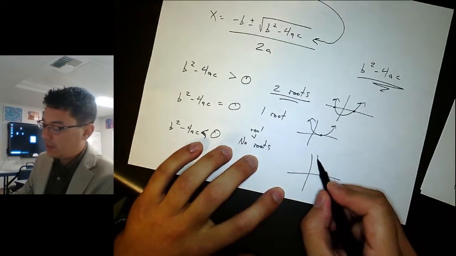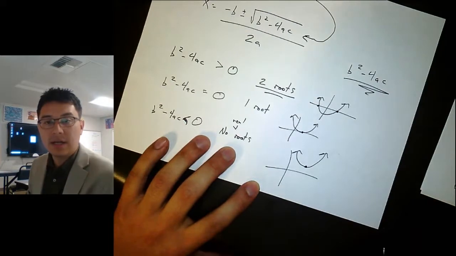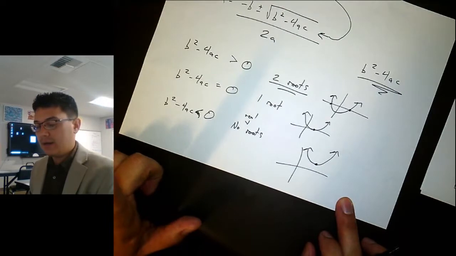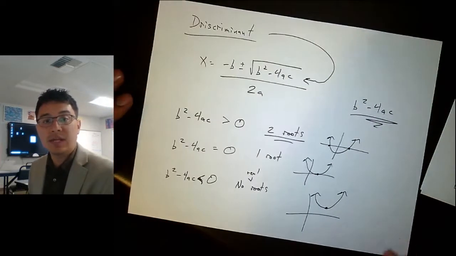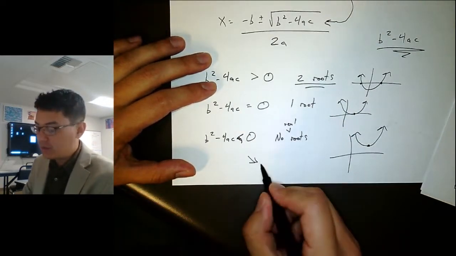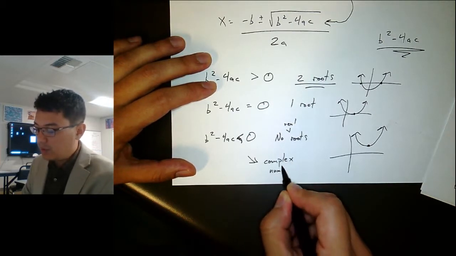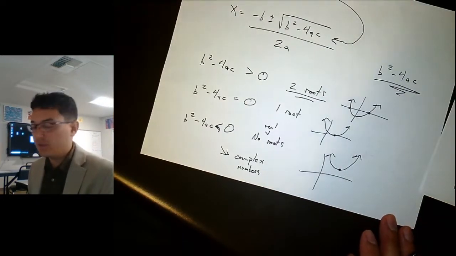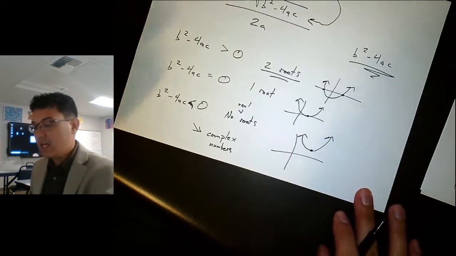If you have a graph, you'll have a parabola, and the vertex will not be sitting on the x-axis, and you won't even be touching the x-axis. When this happens, that means you have a negative under the square root, and we can't take the square root of negatives in the real numbers. This ultimately leads to what we call imaginary numbers, or specifically complex numbers, which we are not going to deal with in this particular class. You will probably see it again next year when you take math analysis. But these are the general rules.